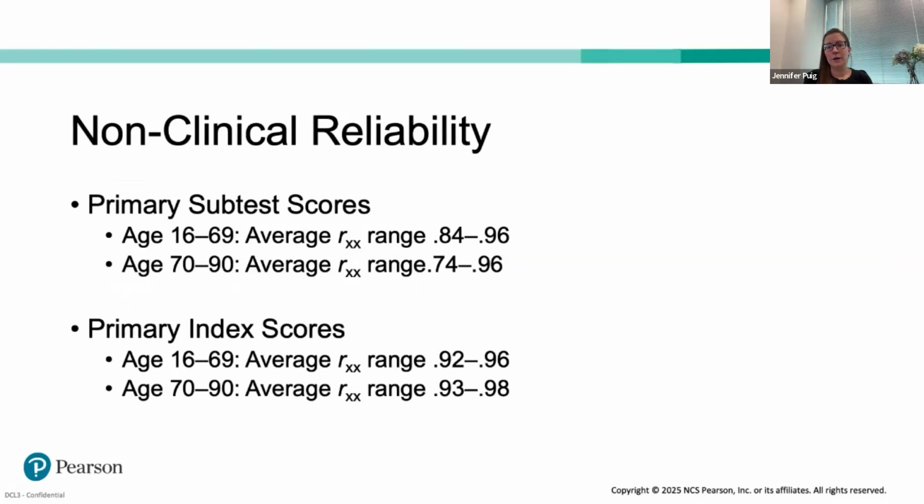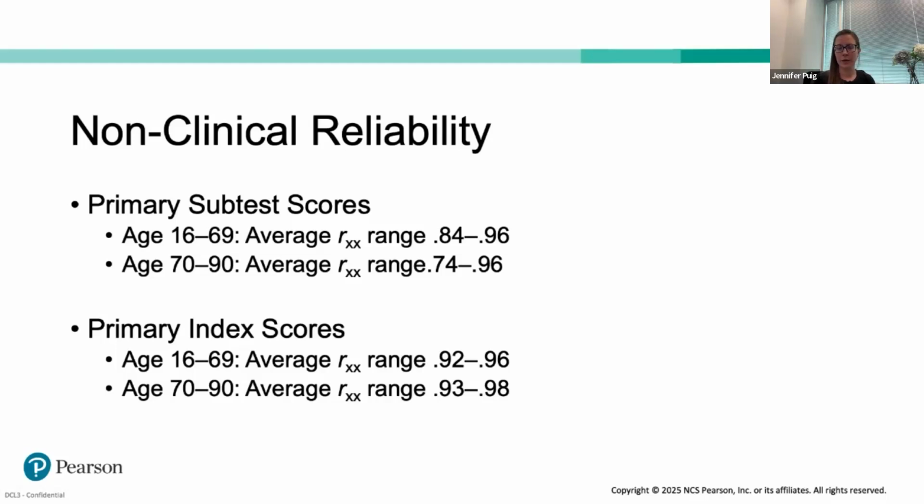Here is a snapshot of the reliabilities for the primary subtest and index scores for the WMS-5 by age group. At the subtest level, average reliabilities ranged from good to excellent for examinees ages 16 to 69 years old. The average reliabilities ranged from acceptable to excellent for examinees 70 to 90 years old. The 0.74 reliability for this age group was for verbal paired associates 2, which has a greatly restricted range of raw score points that results in a lower reliability for this subtest, but all of the other subtests had reliabilities in the good to excellent range, so 0.80 and higher.